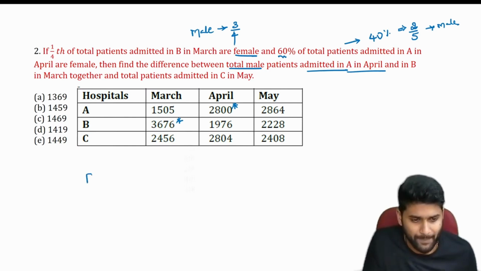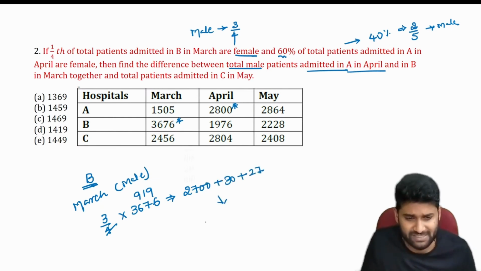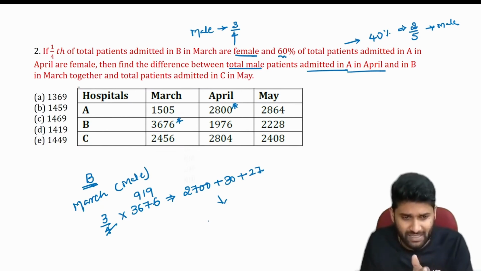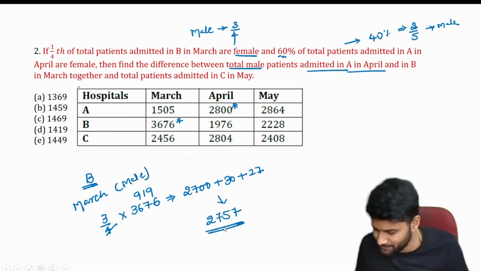Now see the B March month. Try to identify how many male persons are there. It's 3/4 of 3676. It's 919, 2700 plus 30 plus 27. So the overall number of male persons in hospital B in the month of March is exactly equal to 2757. Is it clear, guys?